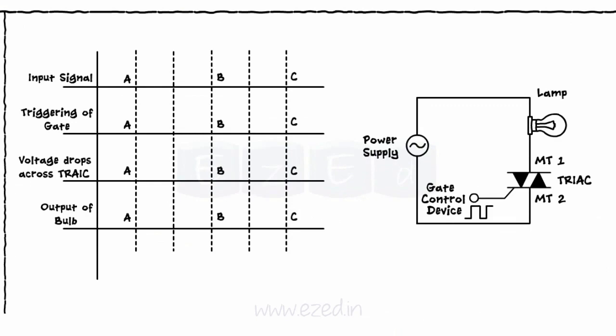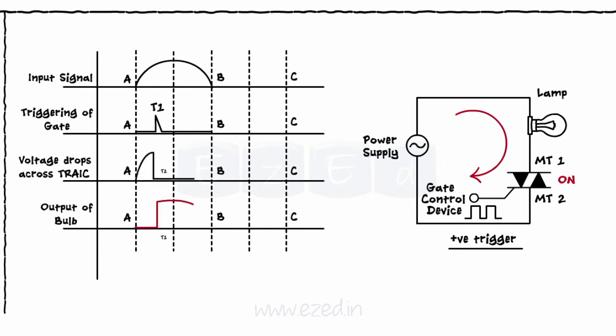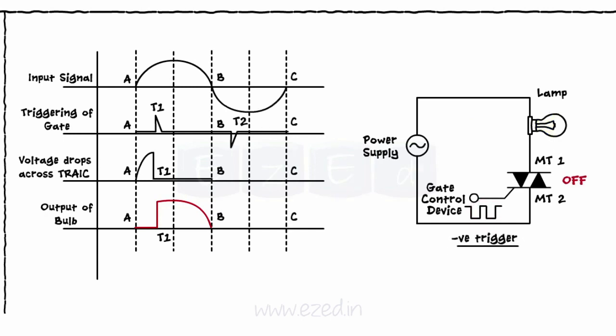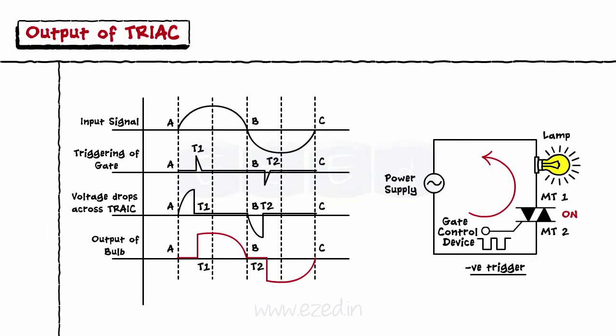Let's see what happens when the gate pulse is applied at the start of the input cycle. The TRIAC conducts for almost the entire half and the bulb glows till the end of the positive half, that too with maximum intensity. Also, when we apply the negative gate pulse at the start of the negative half of the input, the current direction reverses, but the TRIAC conducts for the same duration as previous, and the bulb also glows with the same maximum intensity.